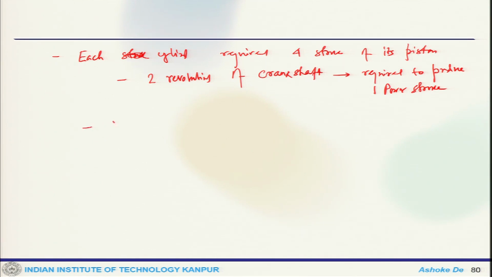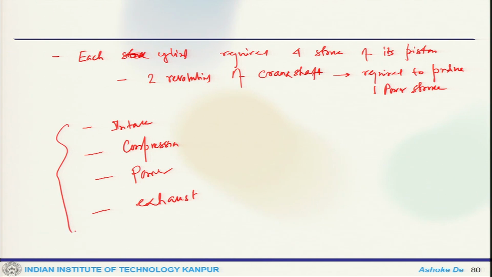they are 4 strokes. One is intake, compression, power, exhaust. So, these are essentially the 4 strokes that are required. Now, what happens in each stroke?